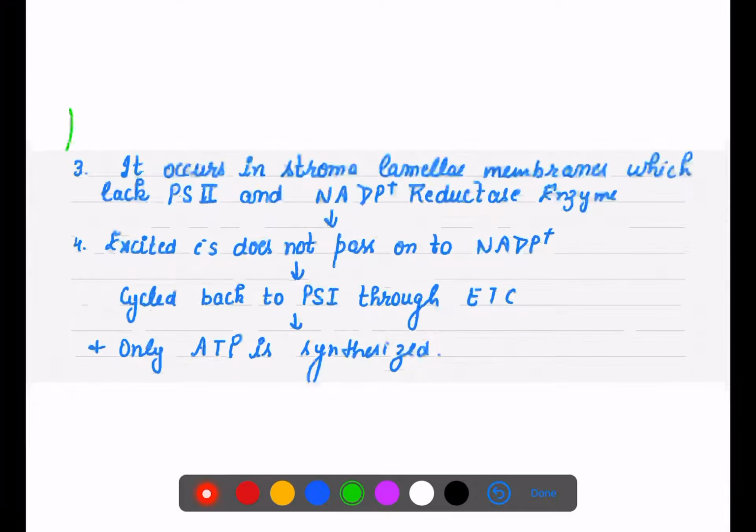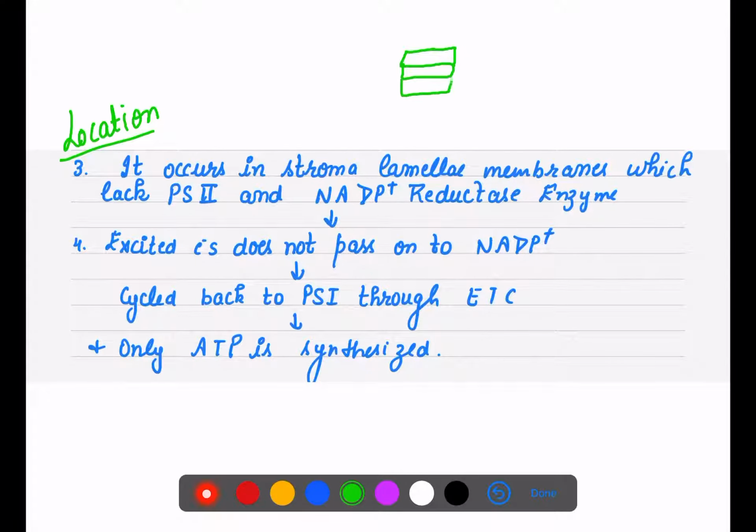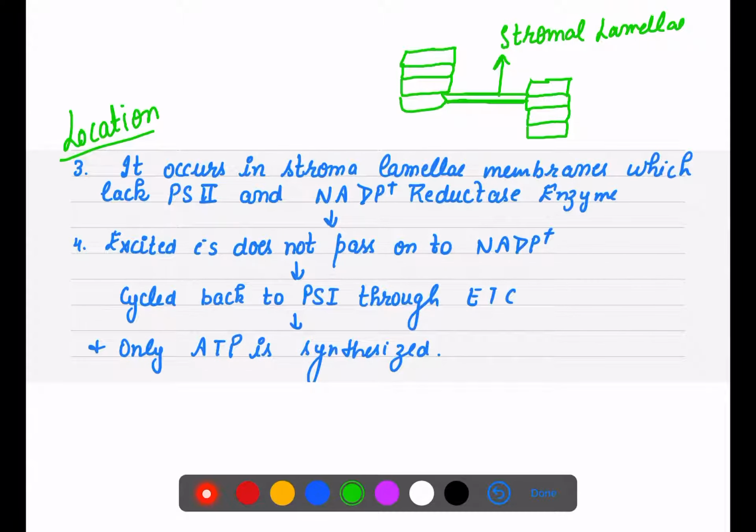Now what is the location where this cyclic flow of electrons occurs? It occurs in the stromal lamellae. If this is our grana and this is another pile of grana, another pile of thylakoids, now you know that these grana are attached to each other with the help of a connecting link, that is the stromal lamellae. So stromal lamellae membrane.